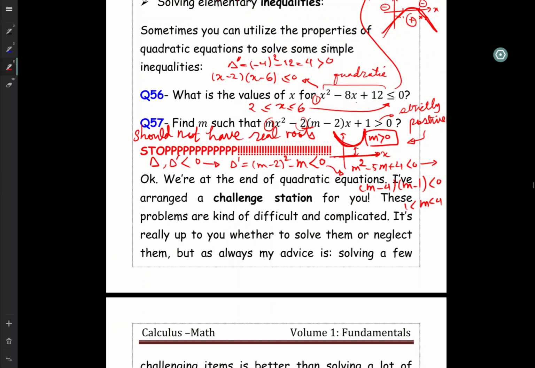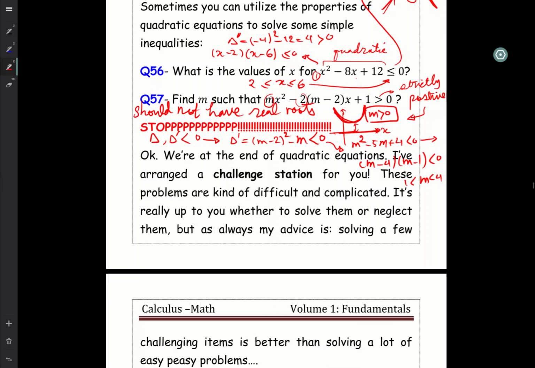So in this book or in this series of lectures, what I've done is that at the end of some chapters, I have a challenge station, which means there are some very, very hard problems that you are encouraged to solve. And what I'm going to do for you, if you don't want to go through them, that's fine. I'm going to post them as a separate lecture, and go into details of solving them. So this challenge station or stop, it says that we're at the end of quadratic equations. I've arranged a challenge station for you.